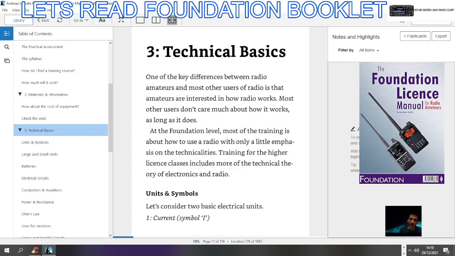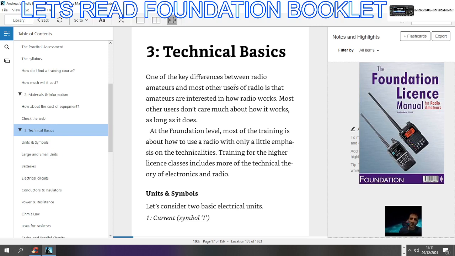Technical basics. One of the key differences between radio amateurs and most other users of radio is that amateurs are interested in how radio works. Most other users don't care much about how it works as long as it does. At foundation level, most of the training is about how to use a radio with only a little emphasis on the technicalities. Training for higher license classes includes more of the technical, the theory of electronics and radio.